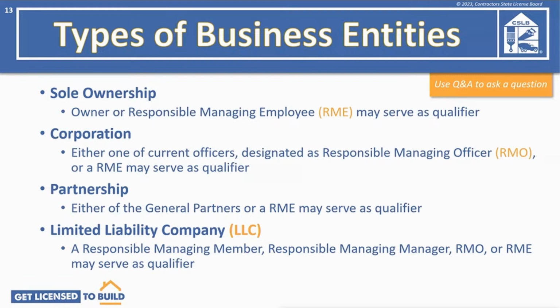Second, a corporation, where either the current officers designated as the responsible managing officer or the responsible managing employee may serve as a qualifier. Just under 1/3 of our licensees are corporations. A distant third is a partnership, where either of the general partners or a responsible managing employee may serve as qualifier. That's 2% of our licensees. Finally, a limited liability company, or LLC, where a responsible managing member, responsible managing manager, responsible managing officer, or a responsible managing employee may serve as qualifier. About 1.5% of California construction companies are LLCs.